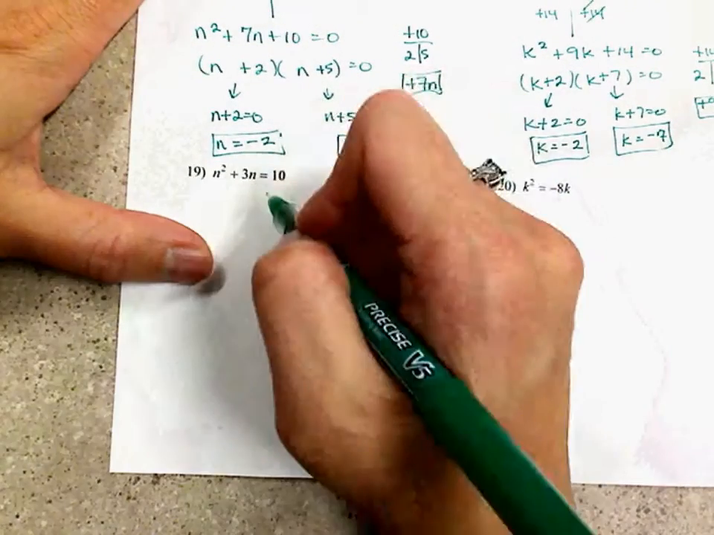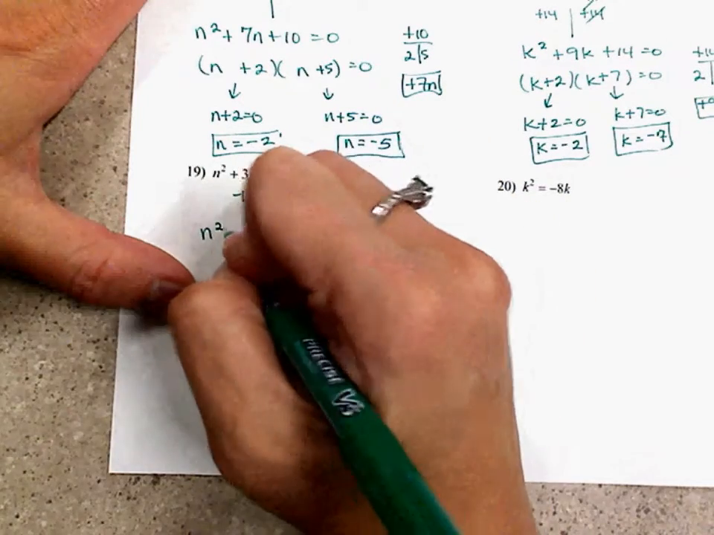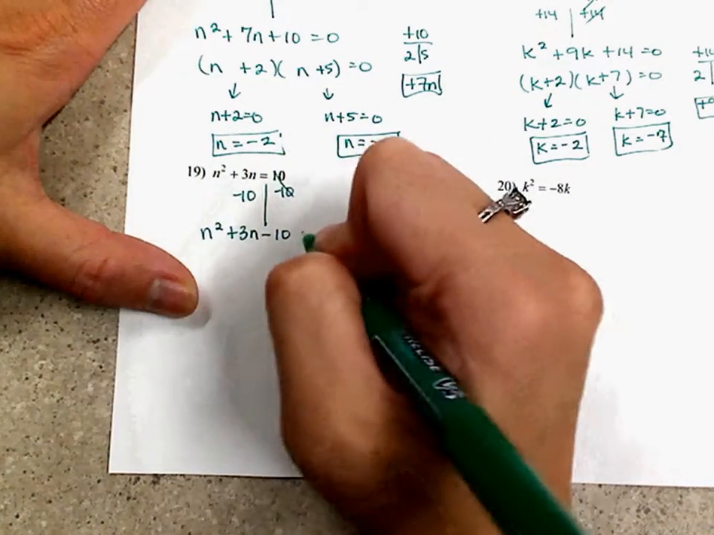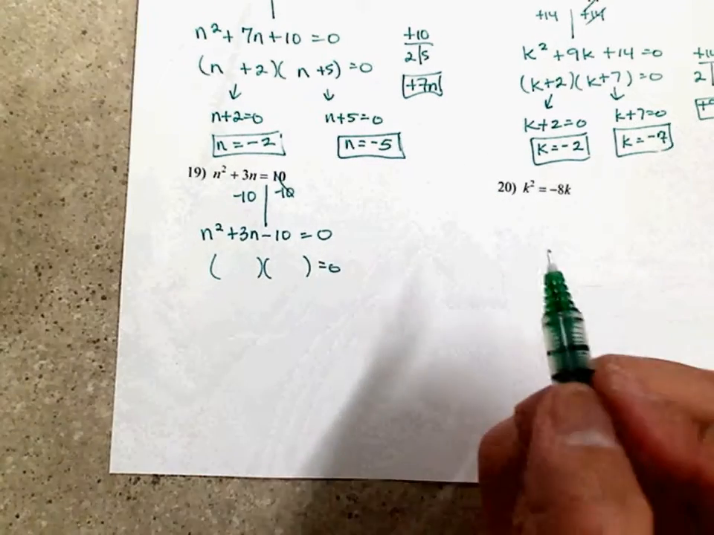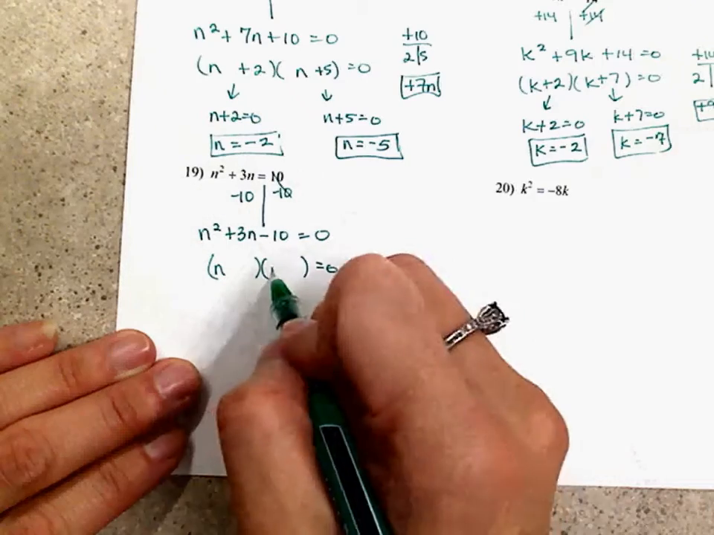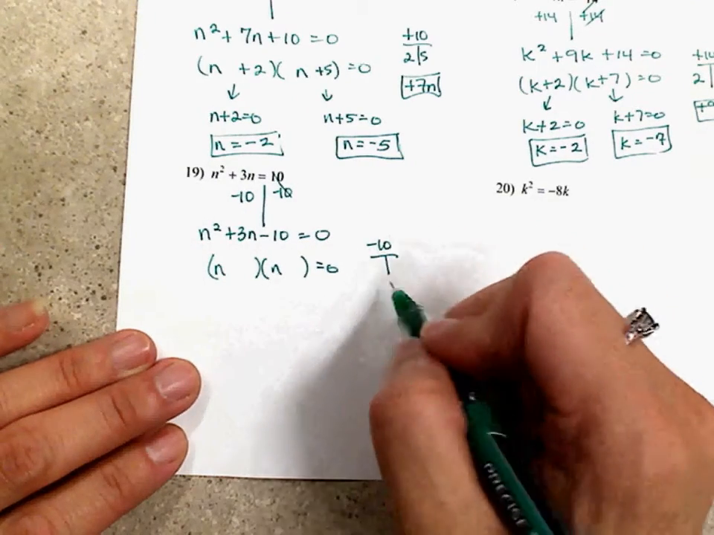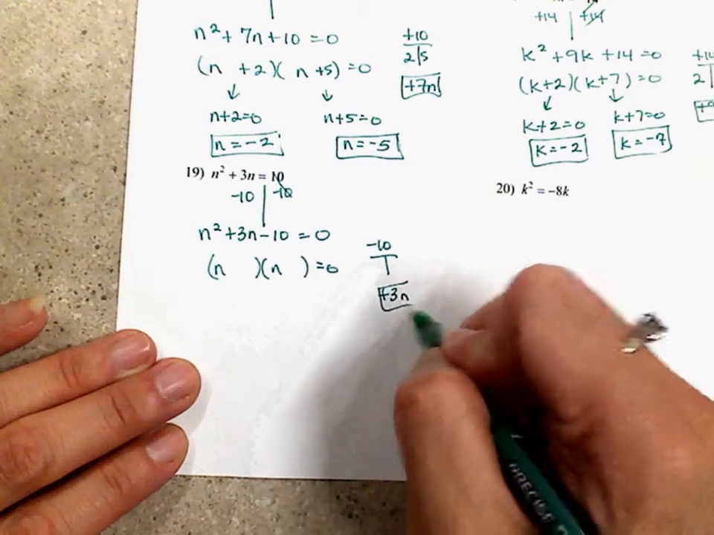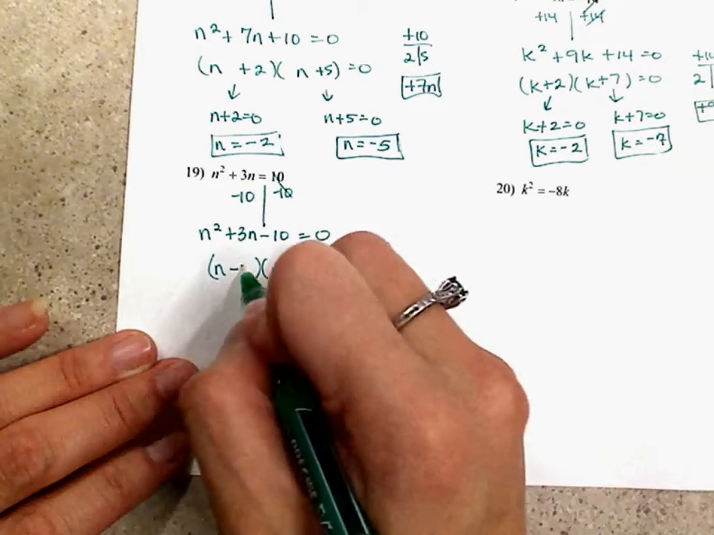Number 19. All right. Subtract 10 on both sides. So n squared plus 3n minus 10 is equal to 0. Two sets of parentheses. Factors of n squared is n and n. Two numbers that multiply to give you 10, but it's going to subtract to give you positive 3n. 2 and 5. See how that's plus? Plus minus. So minus 2 plus 5.